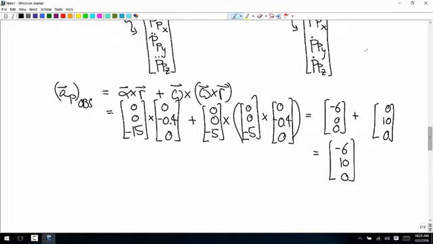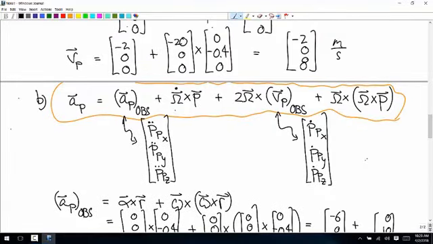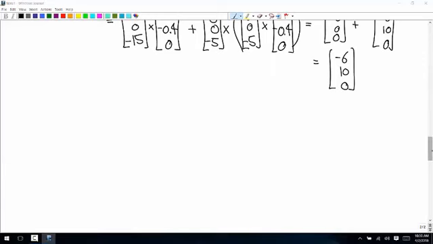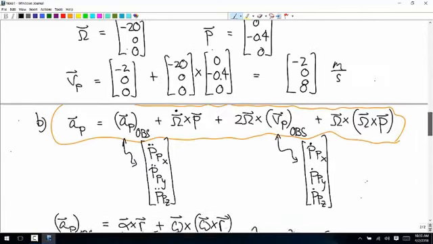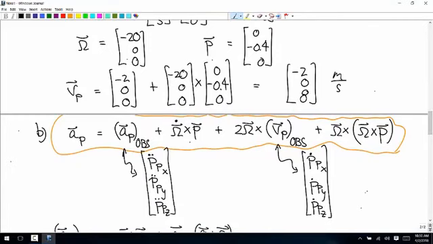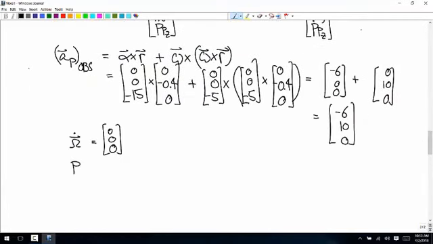Okay, so we got this, and now we're just going down the list, element by element, to figure out what these values are. What's capital omega dot? 0. What's the position vector?